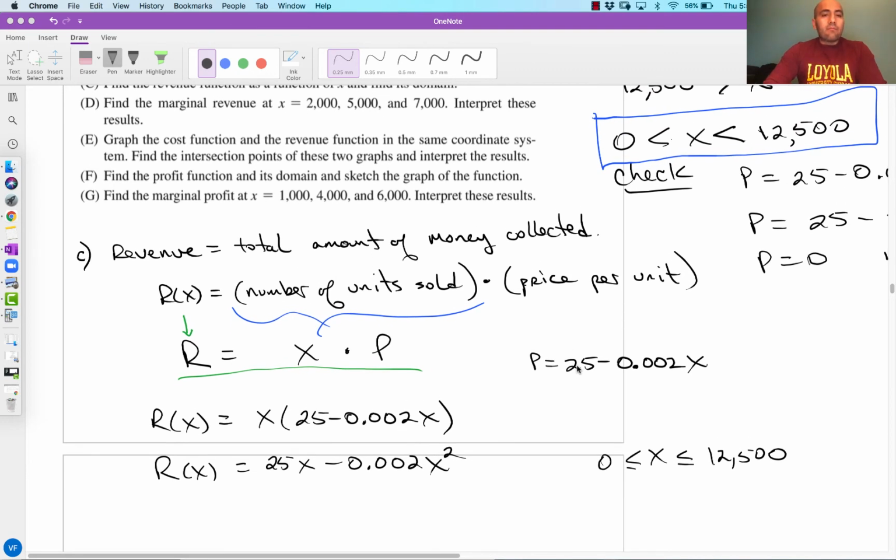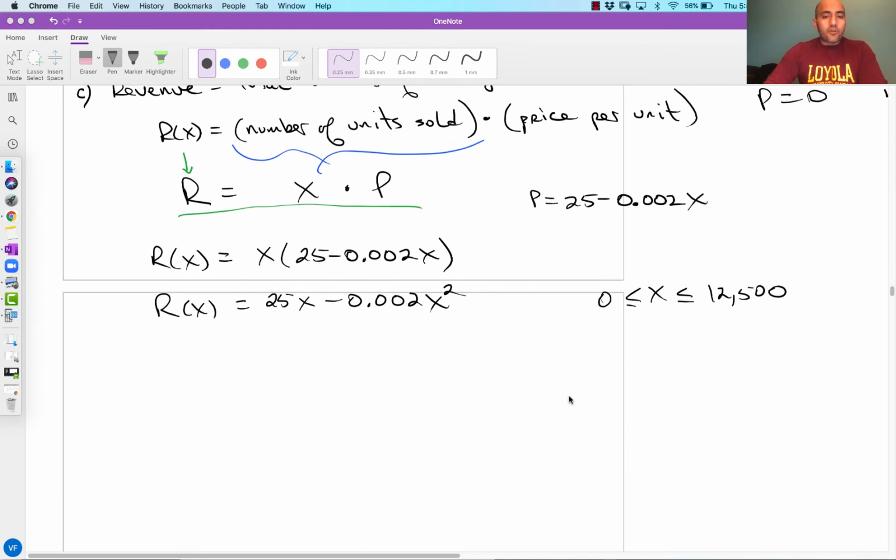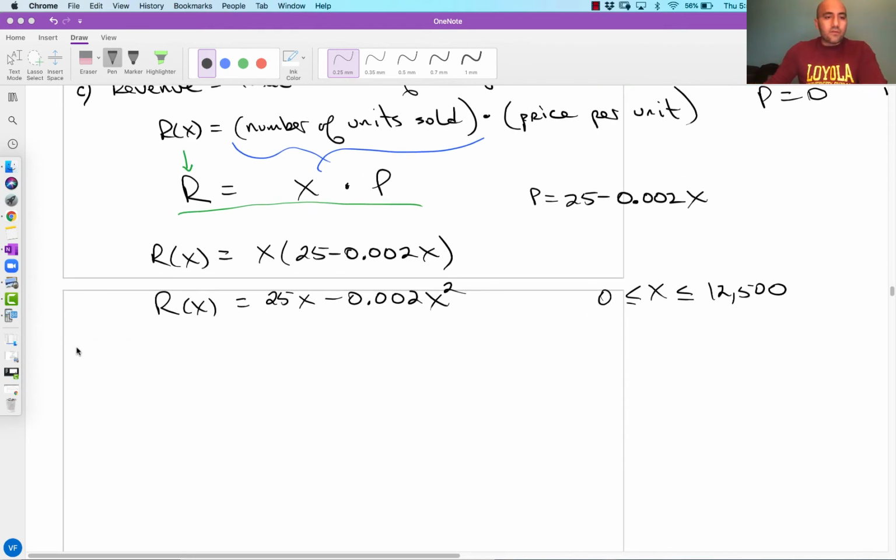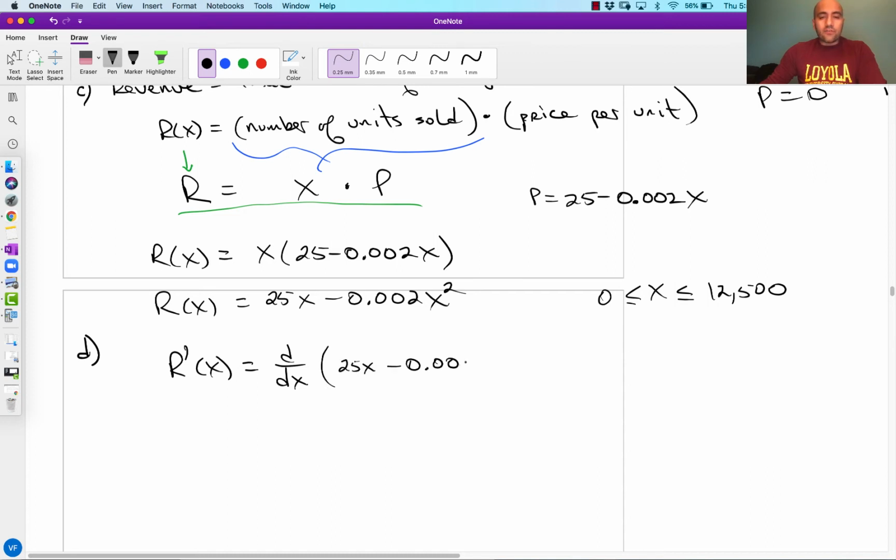Part D, find the marginal revenue at 2,000 units, 5,000 units, 7,000 units, and interpret the results. Okay, so if we want the marginal revenue, we need to find the derivative of this. So D, find the marginal revenue. That means we want to find R prime of x, which we know is the derivative of the revenue function, 25x minus 0.002x squared.